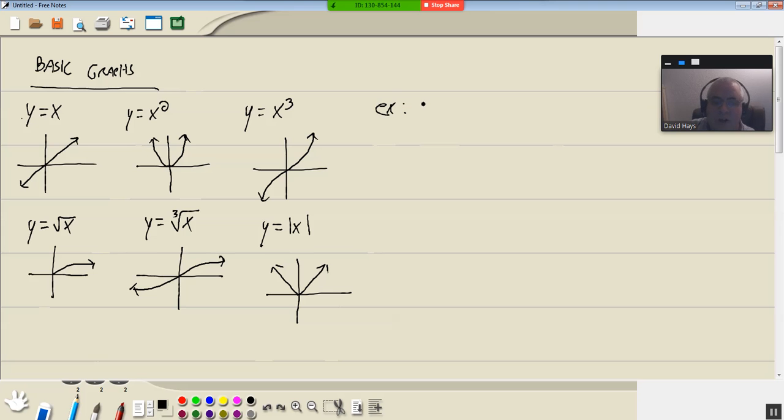Now for our transformations. If we have y is equal to x squared minus 2. If you got a number at the very end or very beginning, it shifts up or down. Since we got a minus 2 here, that means it's going to go down 2. Now what that means graphically is it's still going to look like this x squared, the U-shaped graph. We're just shifting the entire thing down 2 units. So it'd look like this.